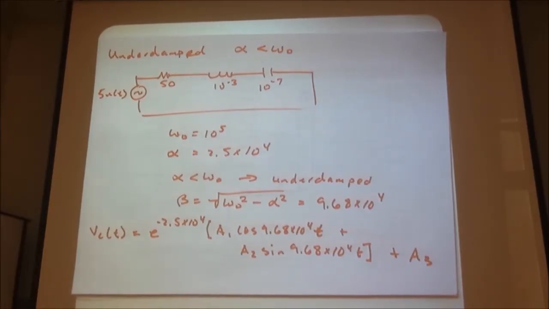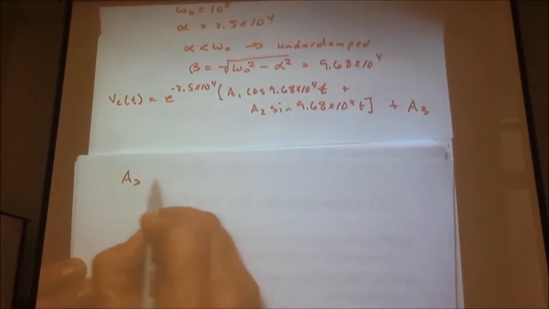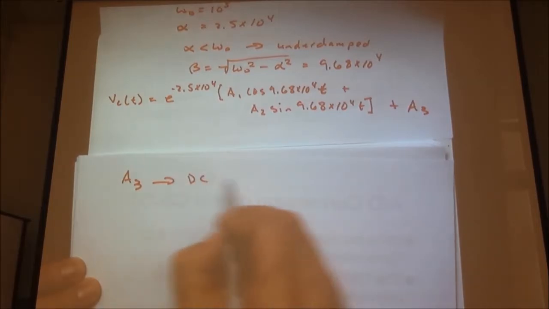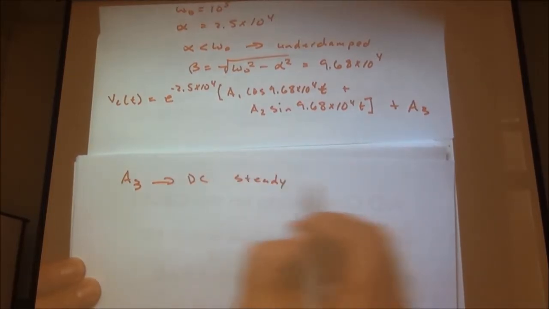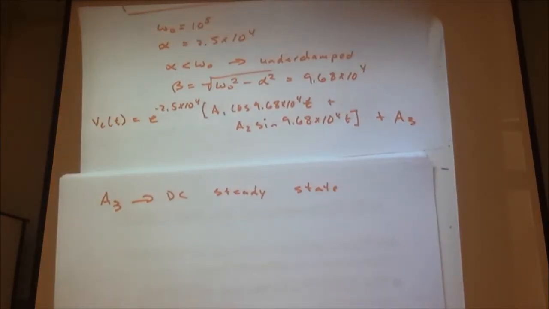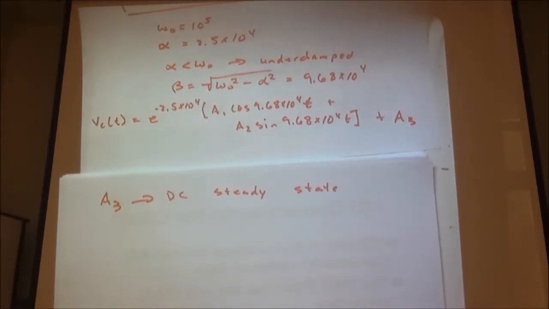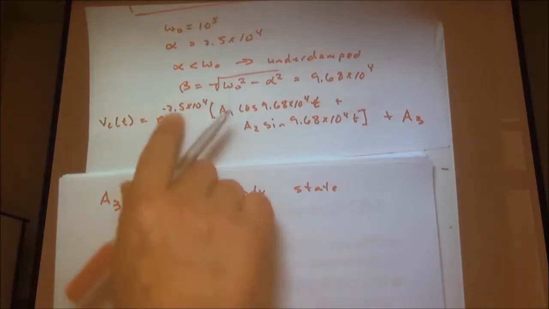How do we find A1, A2, and A3? The same way we've looked at all along. So A3, DC steady state. No problem. Because our exponentially decaying sinusoid terms vanish as t goes to infinity, it's the t going to infinity situation. That's what DC steady state is. And so we're left with just A3. This guy goes to 0, making all the bracket go to 0, of course.